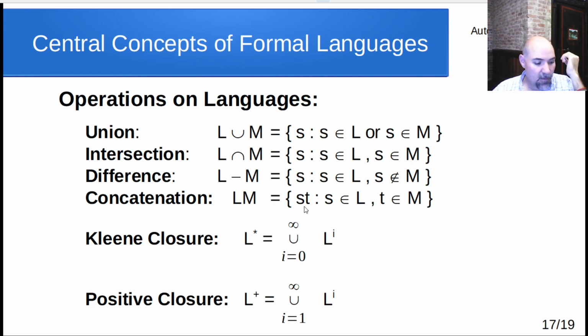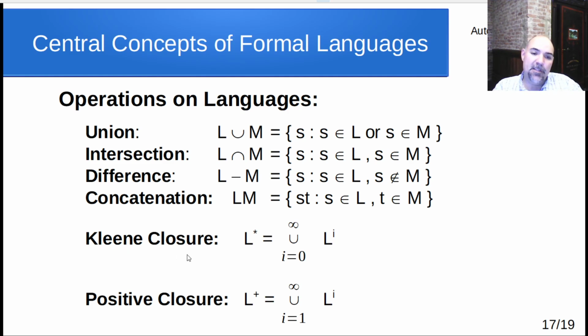We're looking at any possible string that could result where the first half of it is from L and the second half of it is from M. Essentially we're creating a new set of strings that all have to fit that. You can think of it as every possible combination of items from L and M, any way we could combine them together to make new strings by concatenating them. And that makes a new language.